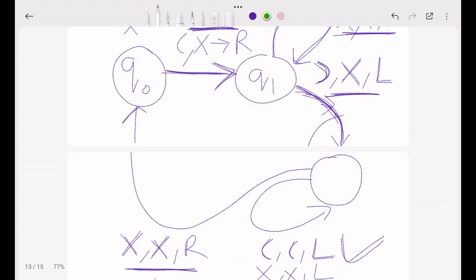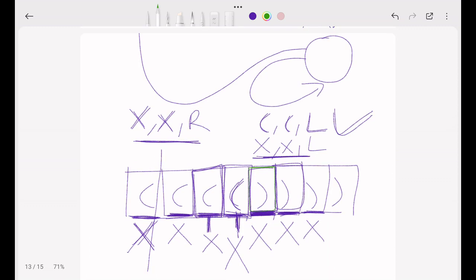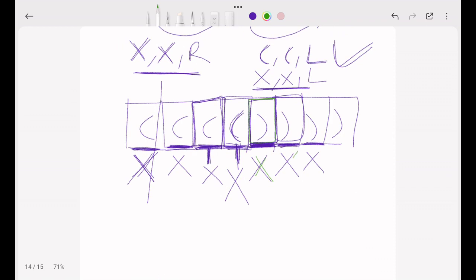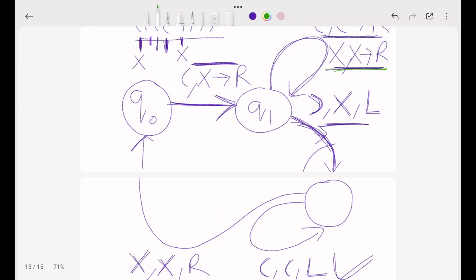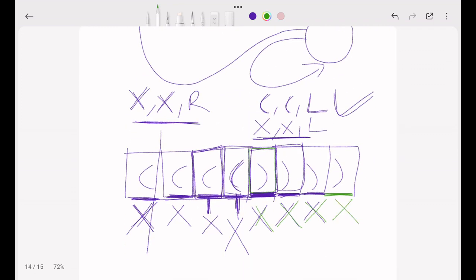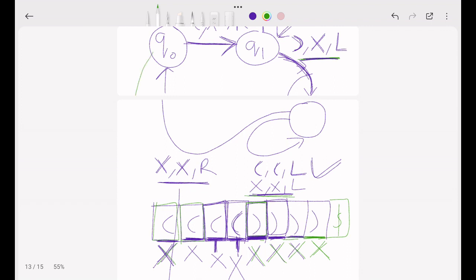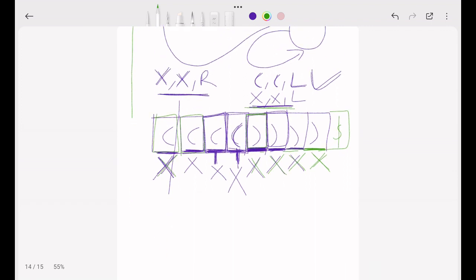Now whenever x is coming, x replaced by x, move right. Whenever this parenthesis is coming, this parenthesis replaced by x, move left, and this replaced by x and move left. When you are moving left, x replaced by x, move left. Now you are here. We have to reach the end position, there is a dollar sign. The same algorithm I will write here, because there is no space, I am writing here.